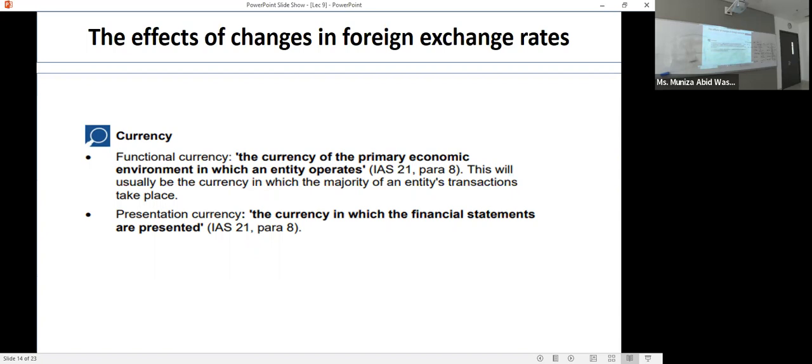So they say functional currency is the currency of the primary economic environment in which an entity operates. This will usually be the currency in which the majority of an entity's transactions take place. Now, the basic definition provided by IAS 21 for functional currency is the currency of the primary economic environment within which the entity operates. Students can get confused with this definition and think functional currency is the currency of the place where the head office of the company is present, but that's not the case. It is the currency in which the major transactions of the company are taking place. And presentation currency is the currency in which the financial statements are presented.